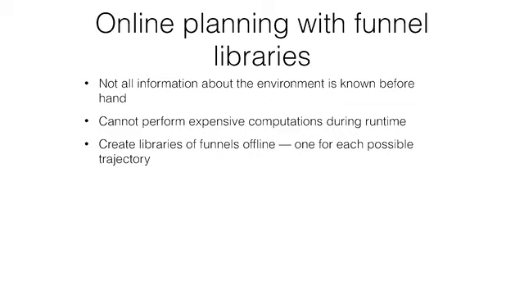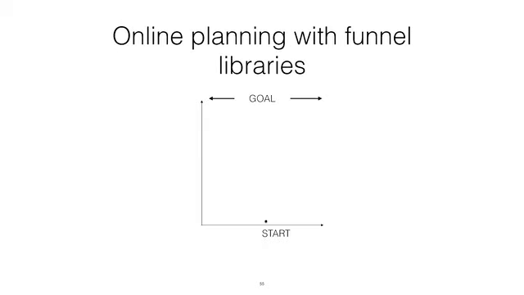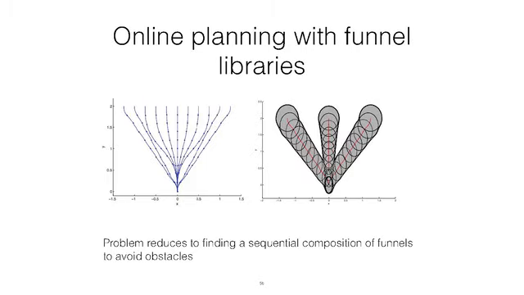So the idea here is to compute the funnels offline, compute all possible funnels from the start state to the end state, and then use this library as you move through the space. These are a set of possible paths from the start state to the end state, and for each possible trajectory you compute the funnel. The idea of online planning is to now find a sequence of these funnels that you can compose that takes you from the start state to the end state without hitting the obstacles. So an important component here is finding a sequential composition of funnels. Any questions about this?